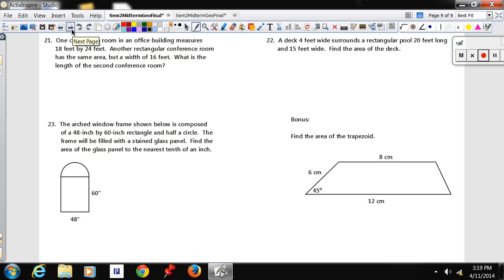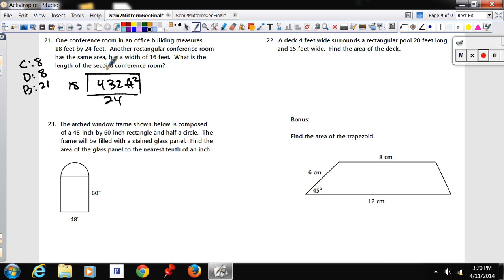Number 21, a conference room in an office building measures 18 by 24 feet. Now in this problem, it's C and D number 8. So if you have a C or a D test, it's number 8, and if you have a B test, it's 21 also. And it's 18 by 24, which is going to give you, let's see, 18 times 24, that's going to give you 432 square feet of area.